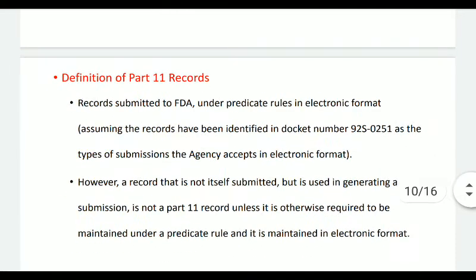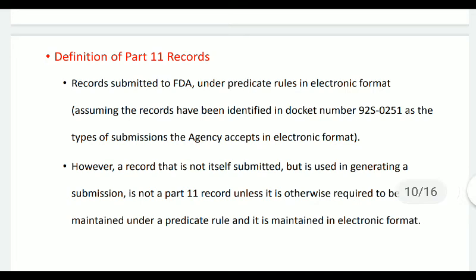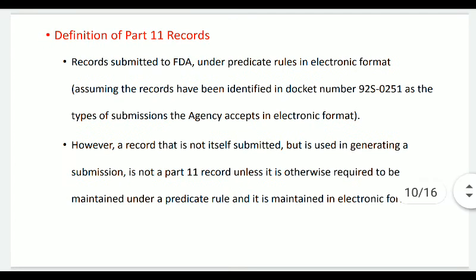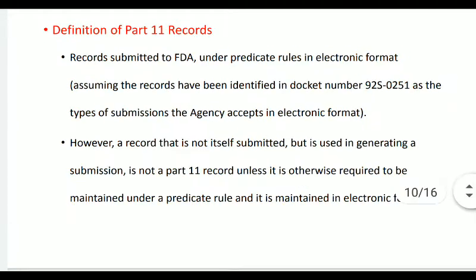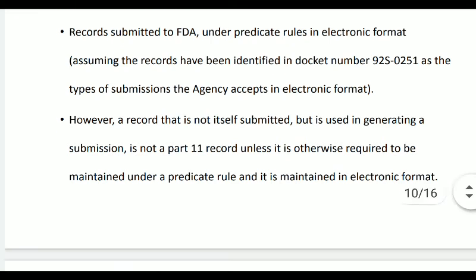Records submitted to FDA under predicate rule in electronic format, assuming the records have been identified in the docket number as the types of submission the agency accepts in electronic format. So normally, when we are uploading electronic data onto the servers of the US FDA, we are given a specific docket number, or we are supposed to put our data in a specific docket number. All those kinds of data are considered records under the Part 11 guidance.